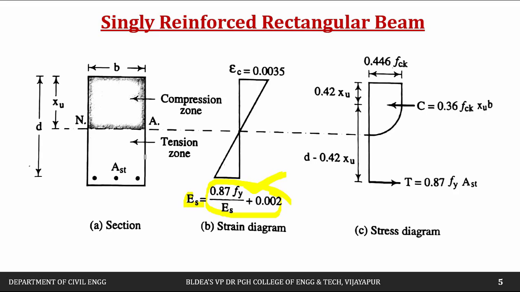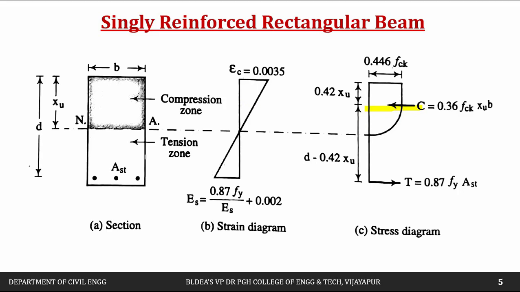Then next is the stress diagram. Above the neutral axis we have compression. Up to a strain of 0.002, that means up to this point, the curve will be parabolic. After that it will be straight. Up to 0.002 it is parabolic; after that it will remain the same up to a strain of 0.0035.